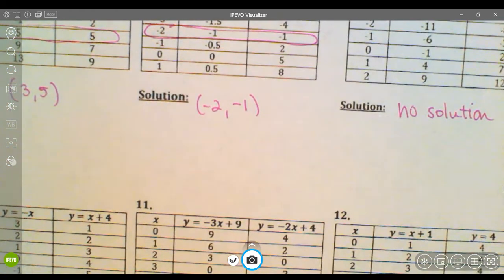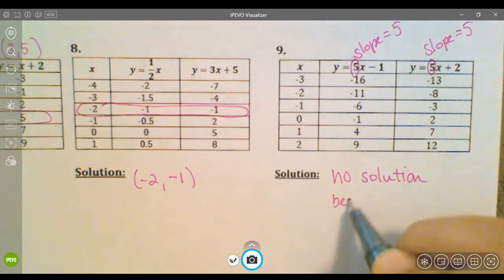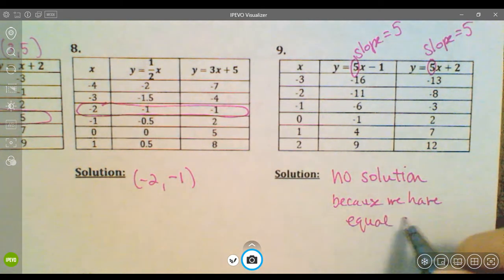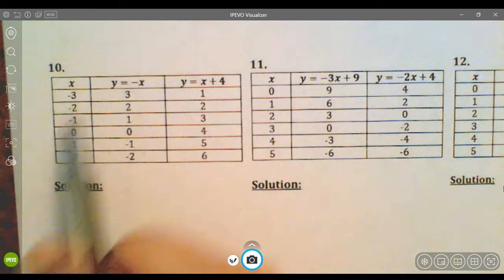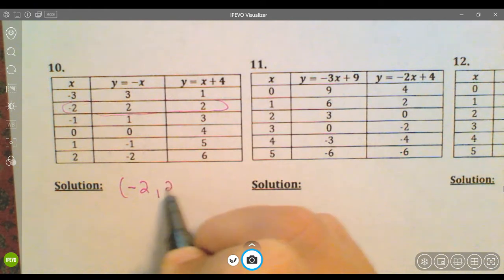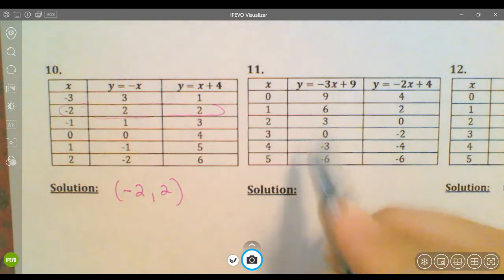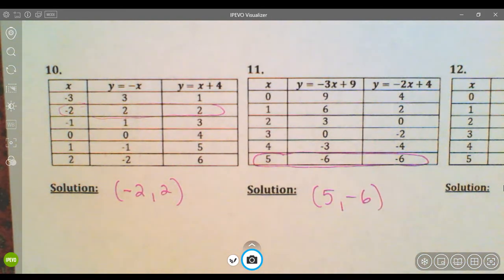It's backed by math. So guess what's going to happen here? We have no solution because we have equal slopes. Okay, so keep that in mind. File that away for next time. Number 10. Oh, here it is right here. They both have an ordered pair from the table of -2, 2. Here, we both have an ordered pair of 5, -6.